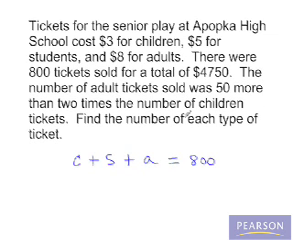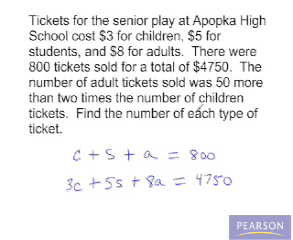We also know that the total amount of money was $4,750. So $3 for each children ticket, or 3C, plus $5 for each student ticket, 5S, plus $8 for each adult ticket, 8A, all of this money added up must equal $4,750.